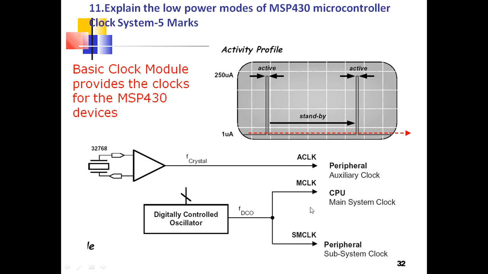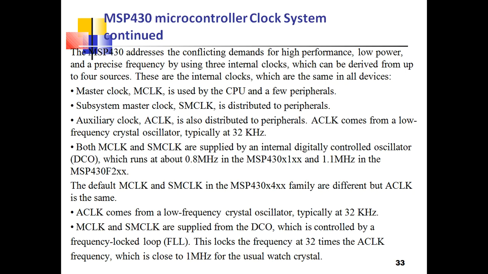That's three different clocks, and here the main system clock and subsystem clock are derived from the digitally controlled oscillator, and the auxiliary clock is used for the peripheral devices, which is derived from the crystal frequency, connected to the quartz crystal you are using in the MSP430. It gives different clocks at different modes to save power. Here I have shown how the clocks are used by the peripherals and main devices, and what the clocks are used for.